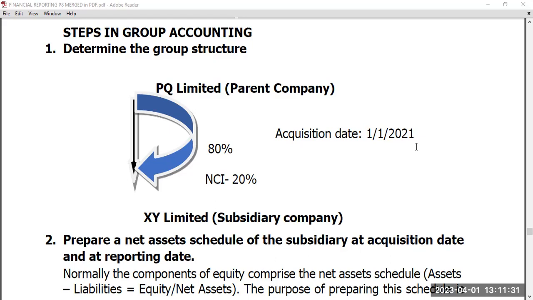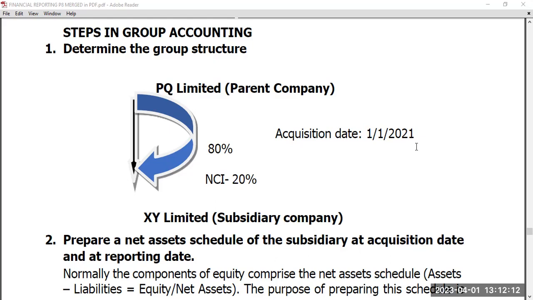So determining the group structure is going to be the first stage. But before we look at that, our main focus here is the preparation of the group financial statements. Those are going to be the income statement, the balance sheet, and maybe the changes in equity. But the cash flow, we shall do when you go to advanced financial reporting.